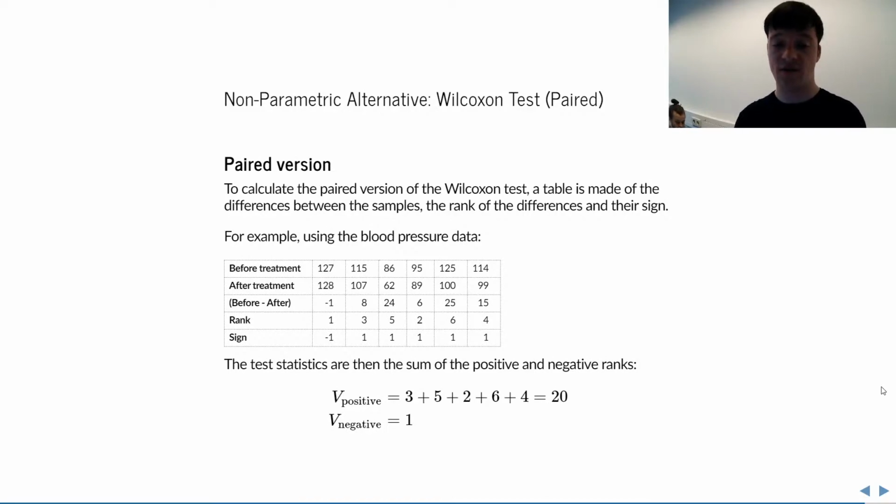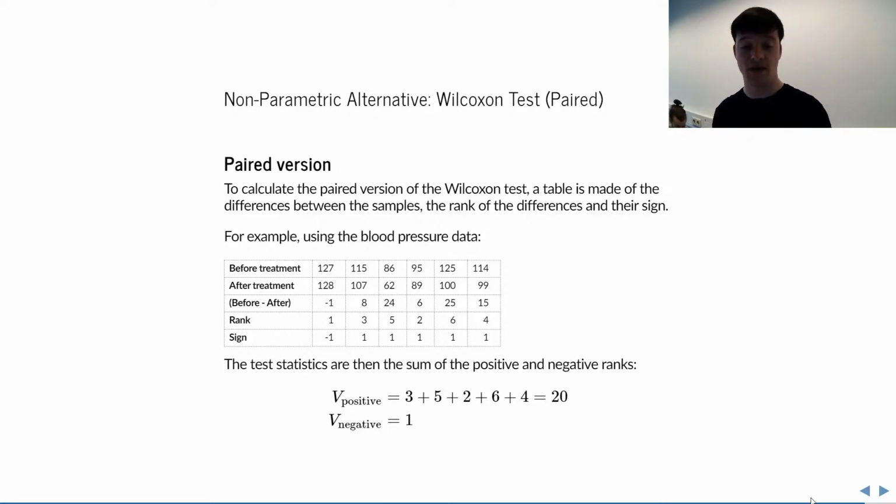Then we have the paired version. The only difference in the paired version of the Wilcoxon test is that we need one more piece of information. We have the rank, but we also want the sign, because we have positive and negative differences, and it's basically looking for symmetry. Are there as many positive differences as there are negative differences? And if there is no such symmetry, then apparently the difference is not 0.